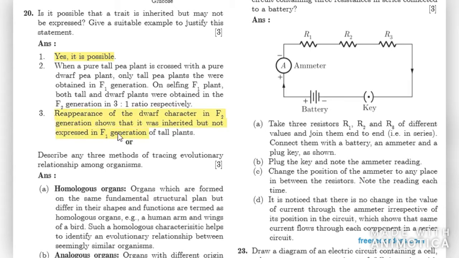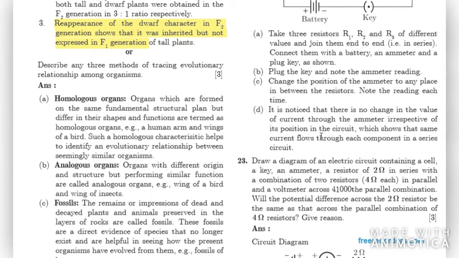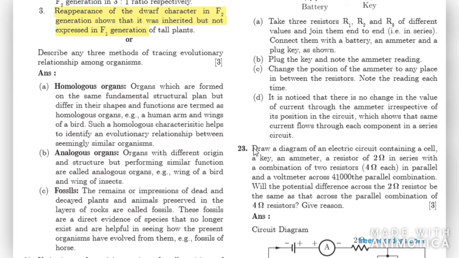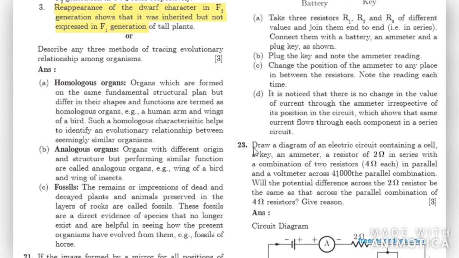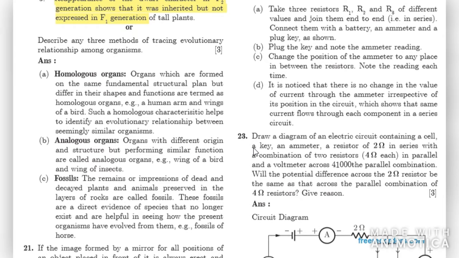Now moving on to the next, it says describe any three methods of tracing evolutionary relationships among organisms. There are three: homologous organs, define them and give one example; then analogous organs, define them again and give examples; then the third one is fossils. Fossils help in finding evidence of species that no longer exist and how we are connected with them.